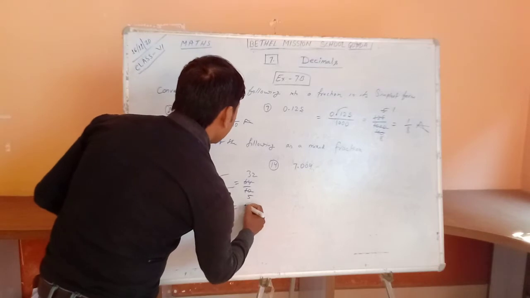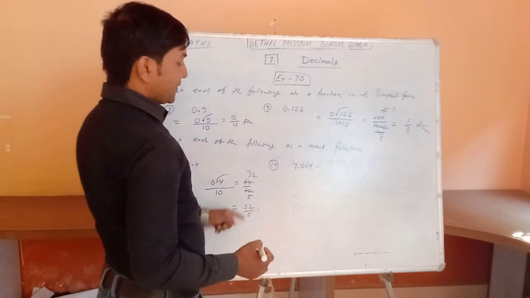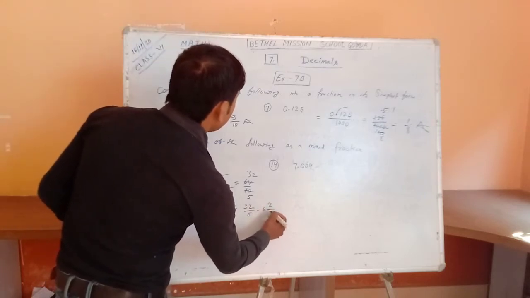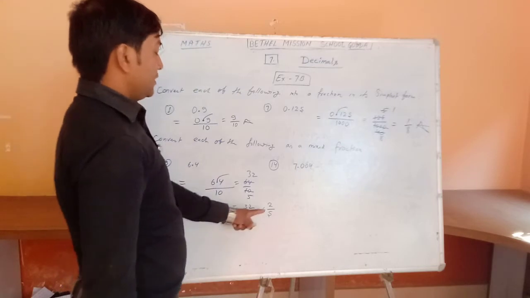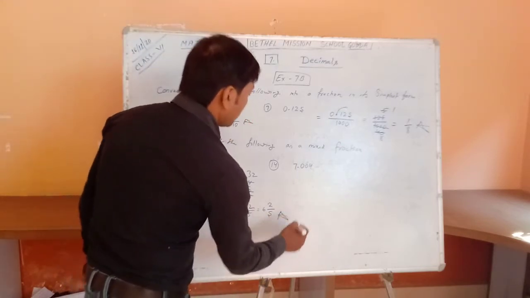So now we have to divide. So we divide: 5 6s are 30, 2 is the remainder, and then 5. 6 and 2 upon 5 is the answer. This is the answer.